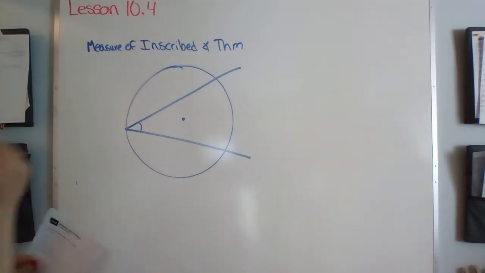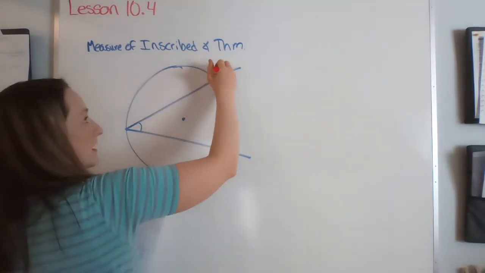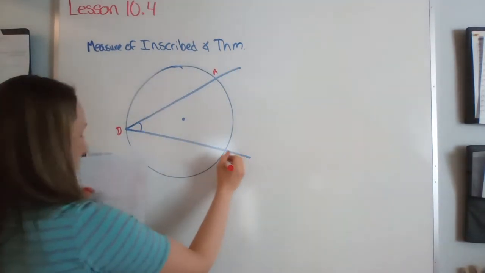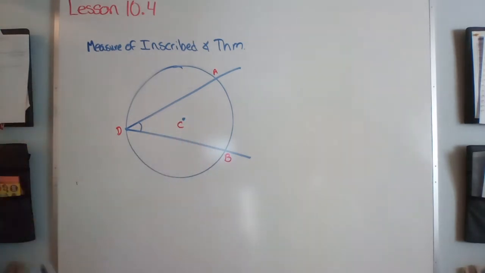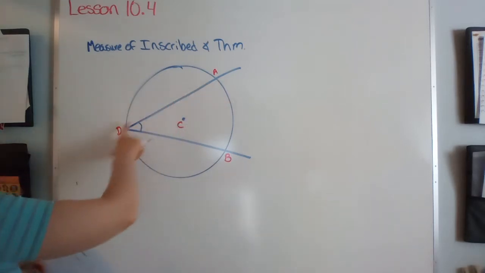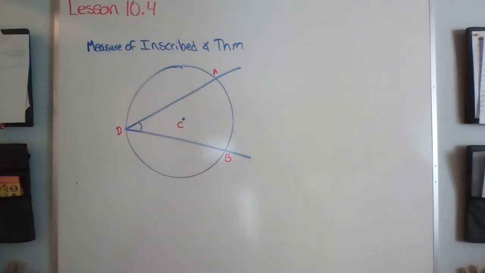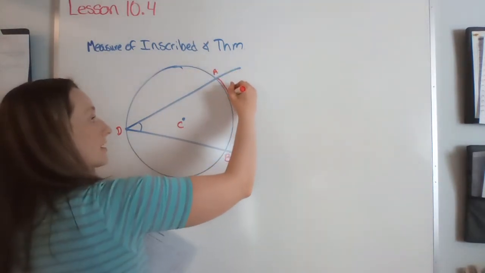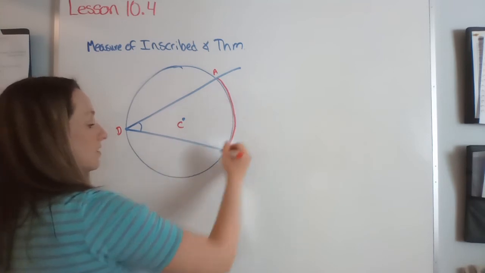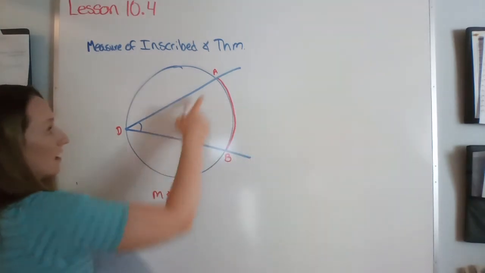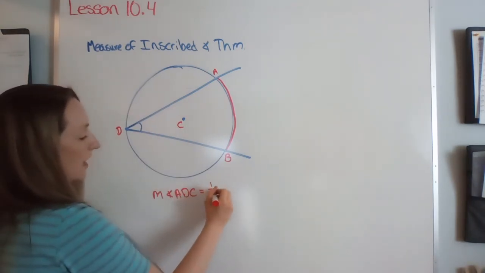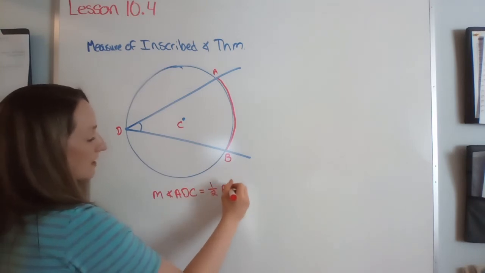So I'm going to label it. I should have done this at the beginning. Let me label my angle A, D, B, and the center of the circle is C. So the inscribed angle theorem tells us that the measure of angle ADB is equal to 1/2 the arc that it intercepts. Well, that intercepted arc is this arc right here, arc AB. So the measure of angle ADB is equal to 1/2 arc AB.